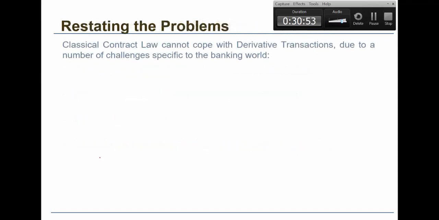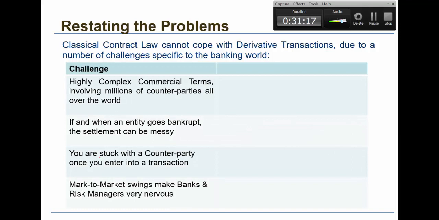Now, let me just restate the problem quickly. In classical contract law, it cannot cope with derivative transactions because of a number of challenges that you really only see in banking and finance. So, very, very complex commercial terms. For example, even just defining the term LIBOR. If you get a group of lawyers in a room and ask them to define LIBOR, I think they're going to take a whole week. Okay? So you want to have that well defined.